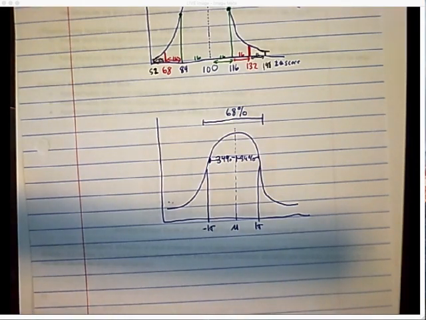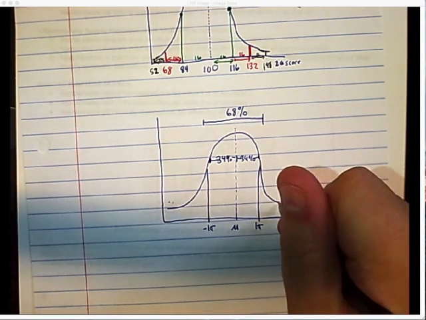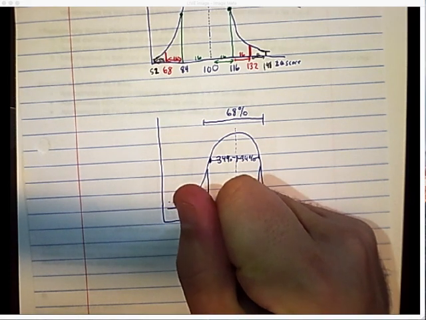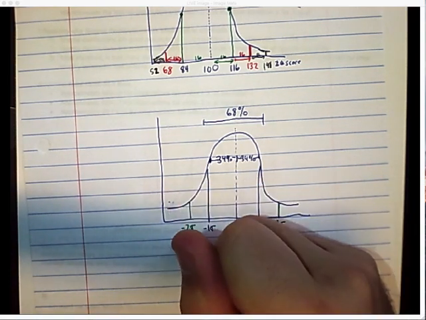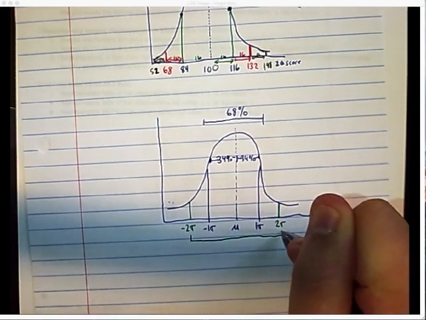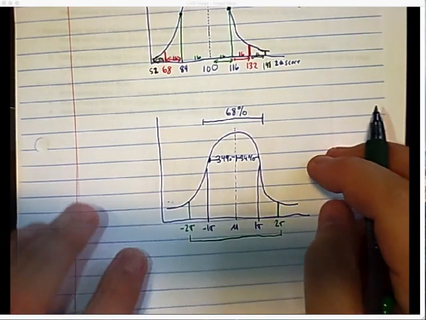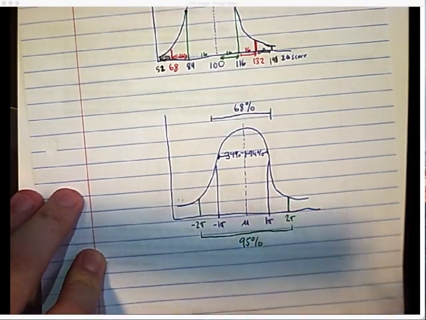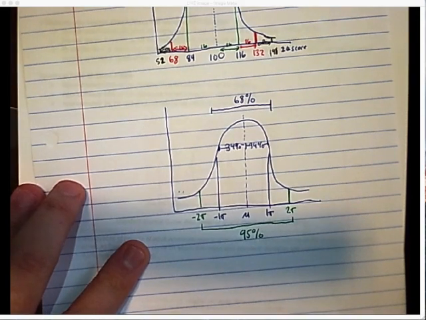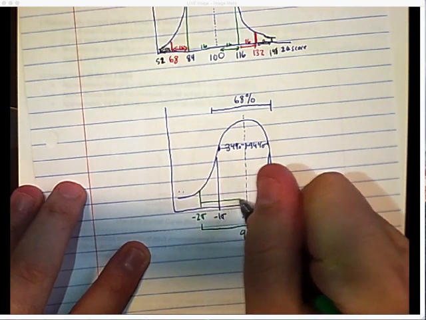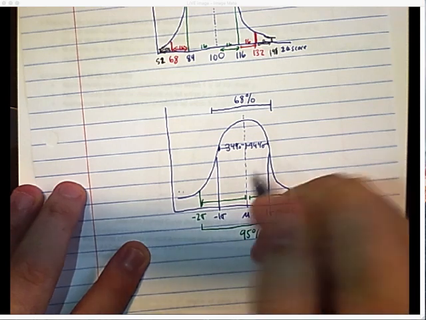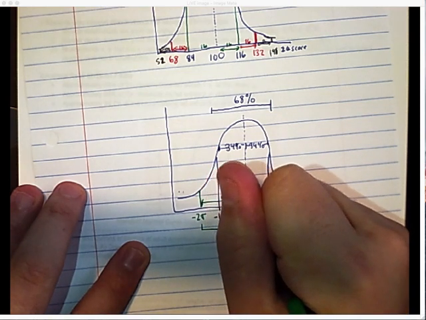Now, what happens if you go out 2 standard deviations, 2 sigma and -2 sigma? If you go out to 2 standard deviations, not exactly, but about 95% of data falls within 2 standard deviations. So what does that mean? This amount right here, since it's symmetric, each of those would be about 47.5%.